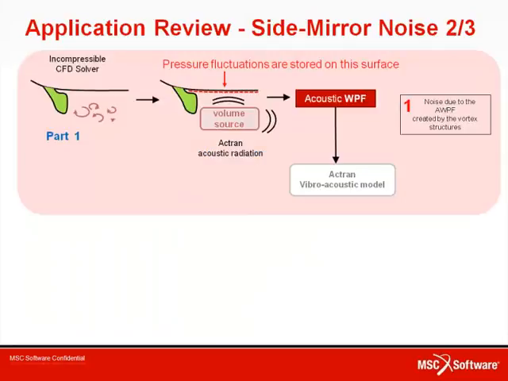So for this first phenomenon, the numerical process is divided into 3 steps. First, the CFD solver computes the aerodynamic field. Then, based on this information, Actran computes the noise source and propagates the noise to the side window to compute the so-called acoustic wall pressure fluctuation. And this surface pressure is used as the excitation of the vibroacoustic model to compute the interior noise level.